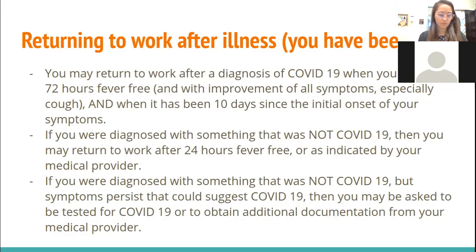Now, let's say you got a diagnosis of strep, right? You were diagnosed with something that was not COVID-19, but then even though your sore throat got a little bit better, you develop a cough, you develop body aches, you develop fevers, even when you're on the antibiotics. These are persistent symptoms that could suggest that maybe you also have COVID-19. So then you might be asked to be tested or to obtain additional documentation from your medical provider.